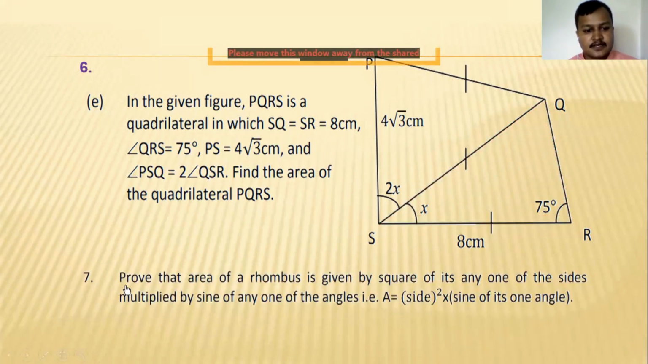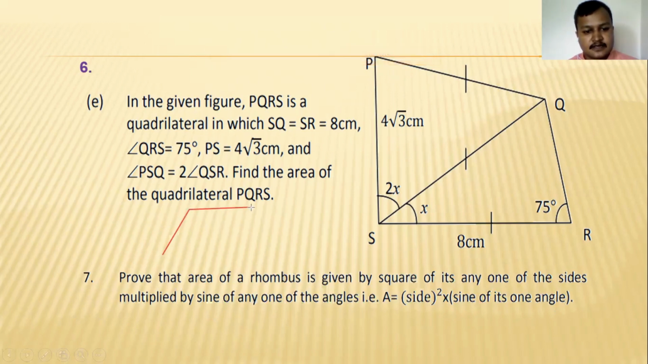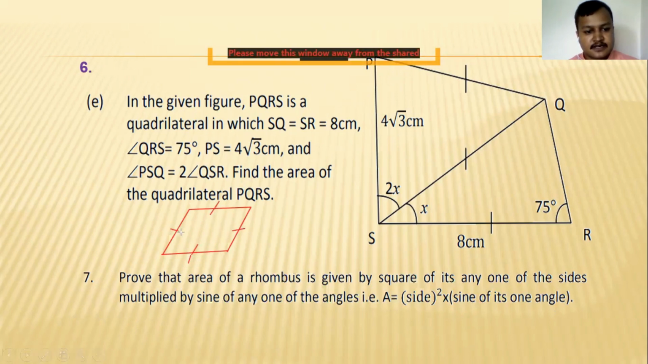And the next question given here to us is: prove that the area of a rhombus is given by the square of any of its sides multiplied by the sine of any of the angles. That is, A is equal to side square into sine of one angle. We are talking about a rhombus here in this question. Clearly, a rhombus means a quadrilateral having all sides equal to each other. These all sides are equal, as I made the figure on your screen.